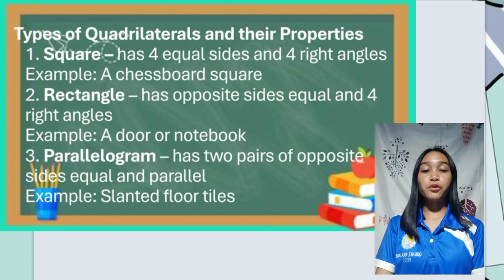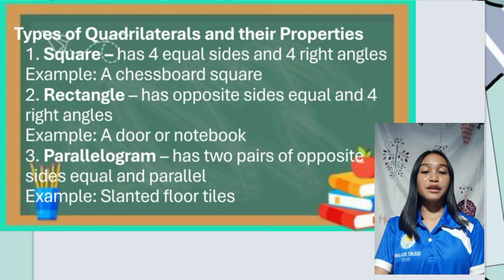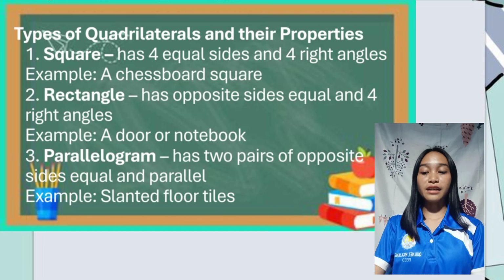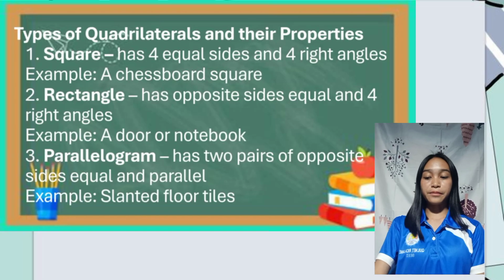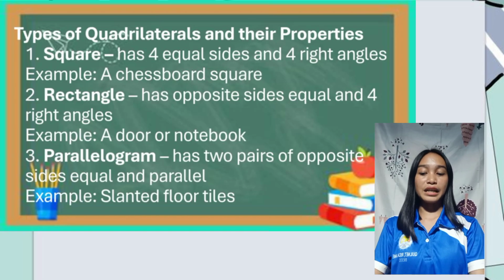There are types of quadrilaterals under properties. First, we have the square. It has 4 equal sides and 4 right angles. It also has both pairs of opposite sides parallel. For example, a chessboard square. Second is the rectangle.